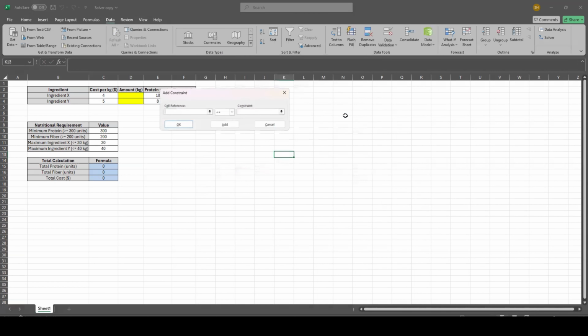Subject to constraints. What are the different constraints? Ingredient X cannot be negative because in the physical real world, nothing can be negative. So that's one of the constraints. Ingredient X should be greater or equal to 0 because it doesn't make sense that we have negative ingredient X. The next one is ingredient Y greater or equal to 0.